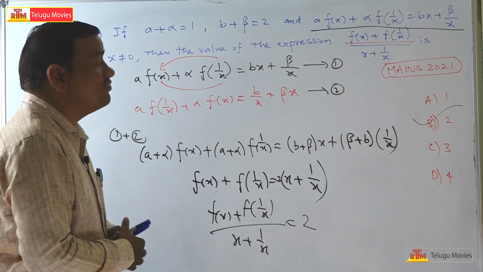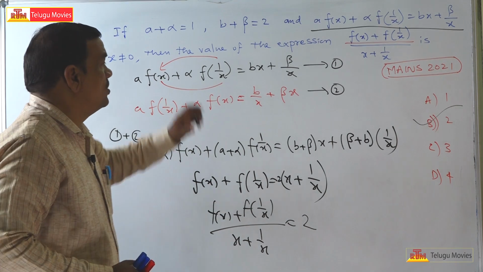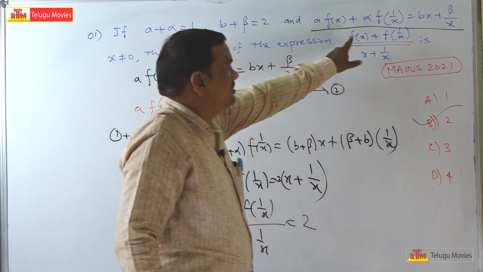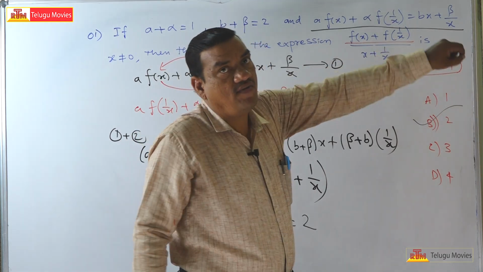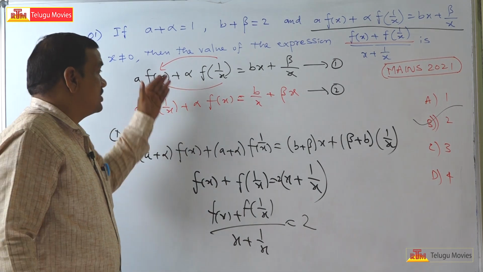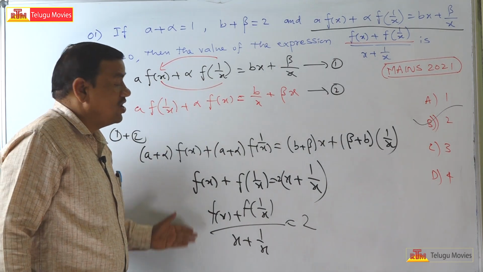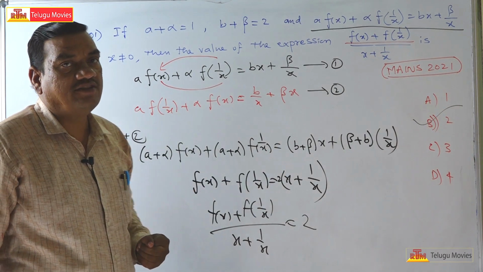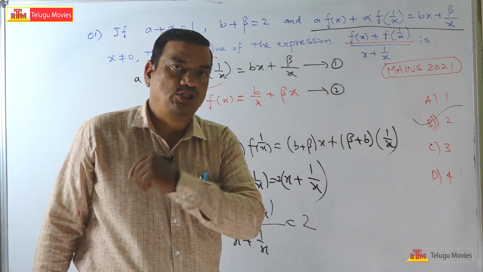Understand? So from this problem, what should we observe? Generally, without going into a general method, see the problem: f of x plus f of 1 by x. We want both f of x and f of 1 by x. That's why just add both the equations, and automatically you will get the answer. I hope that you understand this solution. Let us go for the next problem.